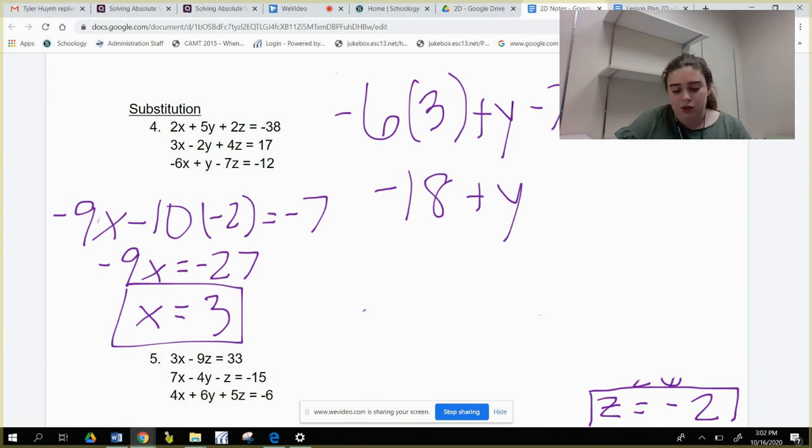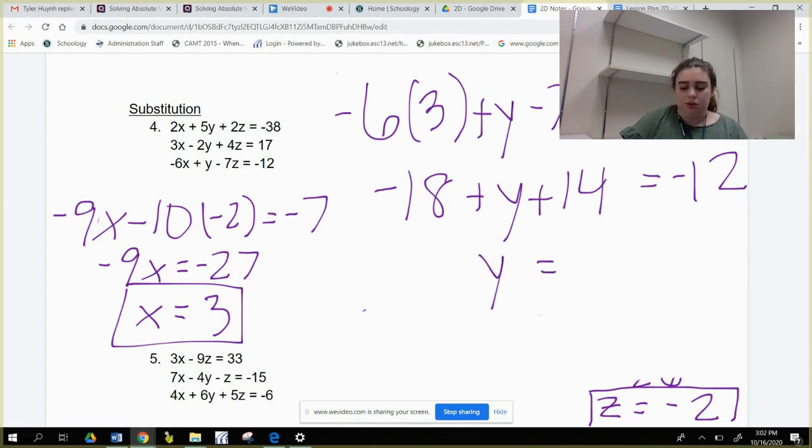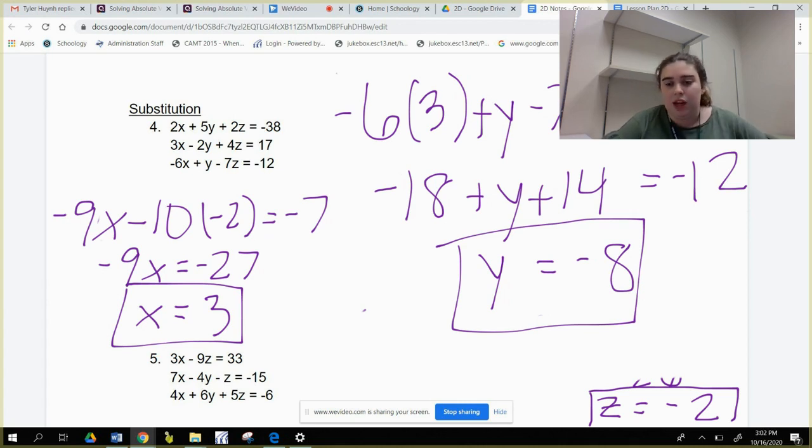Negative 7 times negative 2 is positive 14. Okay, so we can add that positive 14 and negative 18 together to get negative 4, and then add 4 to both sides. Okay, so then we have y equals negative 8. And those are our three solutions. X equals 3, y equals negative 8, and z equals negative 2, right?